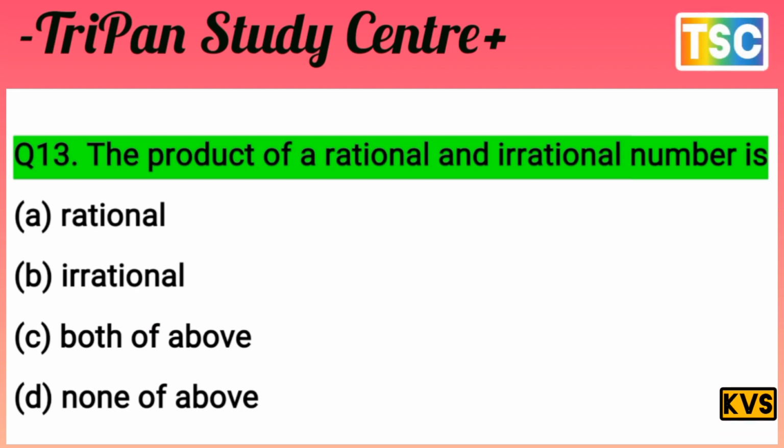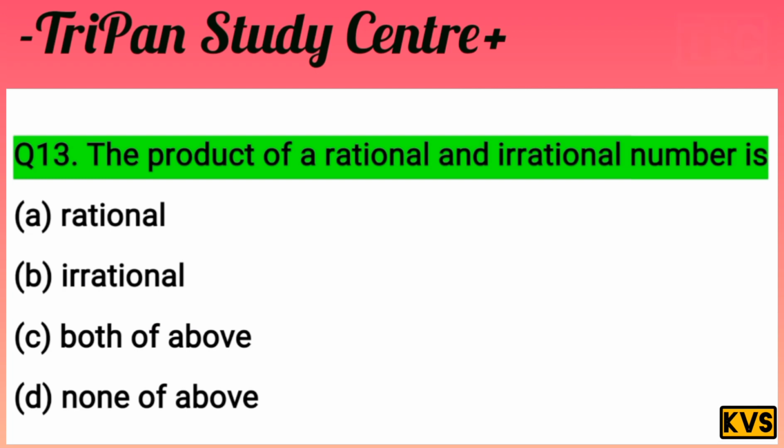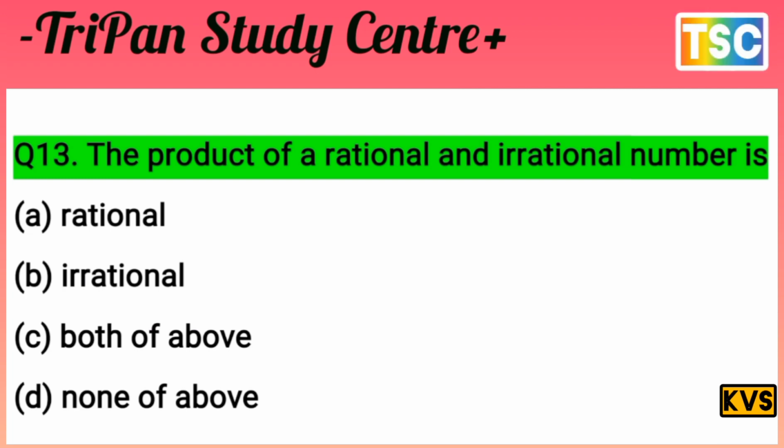The question is clear. The product of a rational and an irrational number is: A, rational, B, irrational, C, both of above, D, none of above. The answer is clear-cut: the product of a rational and an irrational number is an irrational number. Option B, irrational number, is the correct answer.